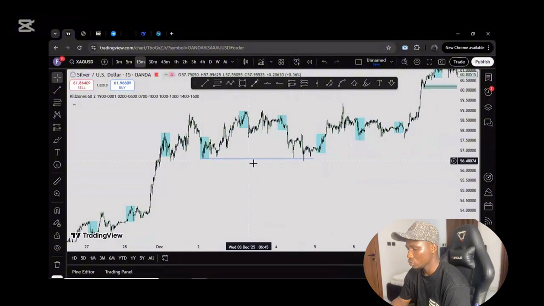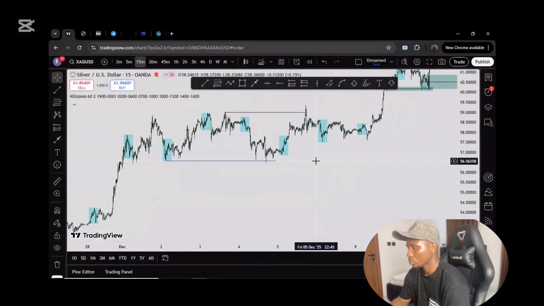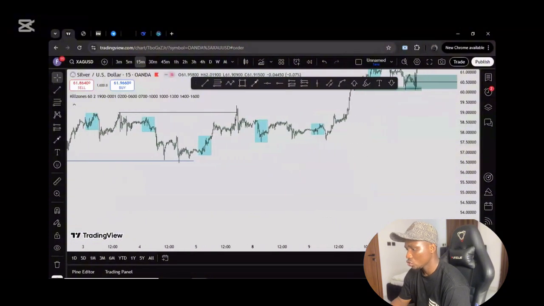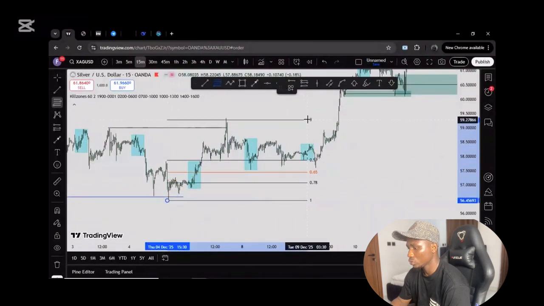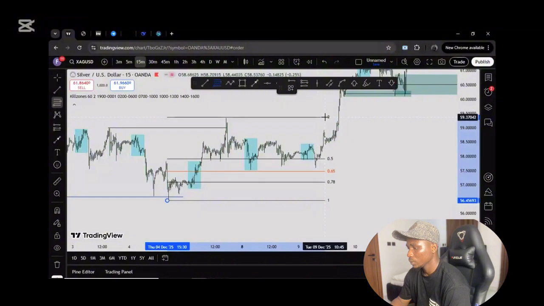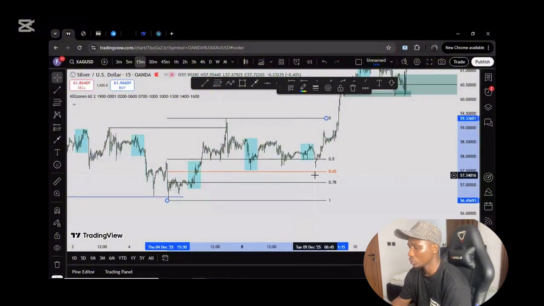First thing, this was a major inducement, and then the market took this major inducement out and then broke structure to the upside. So I wanted the market to come back to the level when I draw my Fibonacci retracement from the down to the upside. It's already at the 50% level, but I didn't look at that because I most likely like entering my trade from 0.65 or 0.78. That was what I was looking out for.